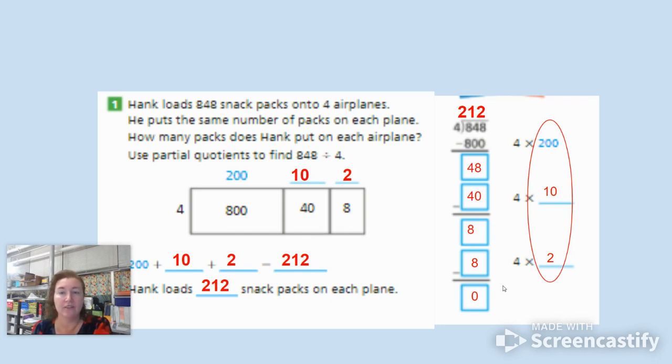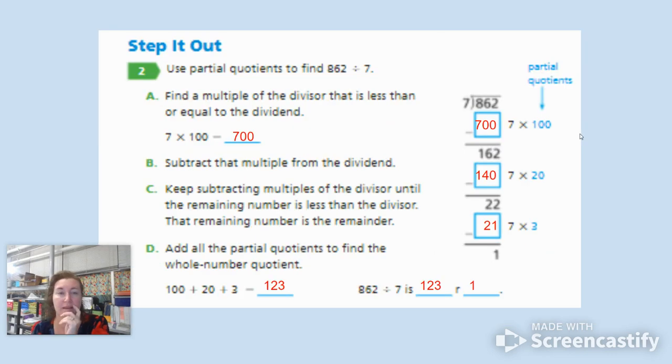Okay. So here's another one. I'm going to do another one like this one on the side. We call this the partial product method using repeated subtraction. Okay. So, sorry, I didn't mean partial product on the last side. I meant partial quotient. We're dividing. The partial quotient method using repeated subtraction. So this one was 862 divided by 7.